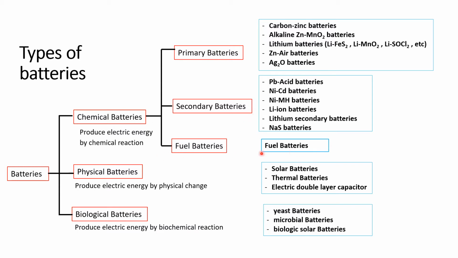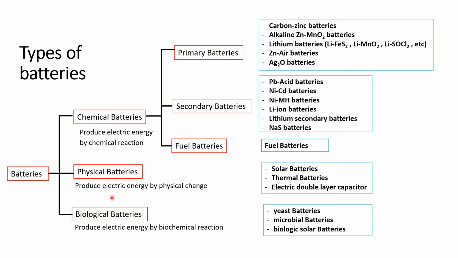Secondary batteries include vanadium, nickel, cadmium, lead, and lithium, as well as sodium sulfur batteries. All these are secondary batteries. The very common primary batteries are carbon zinc batteries, alkaline zinc, manganese dioxide, lithium batteries, and zinc air batteries. All these different types come under primary batteries.